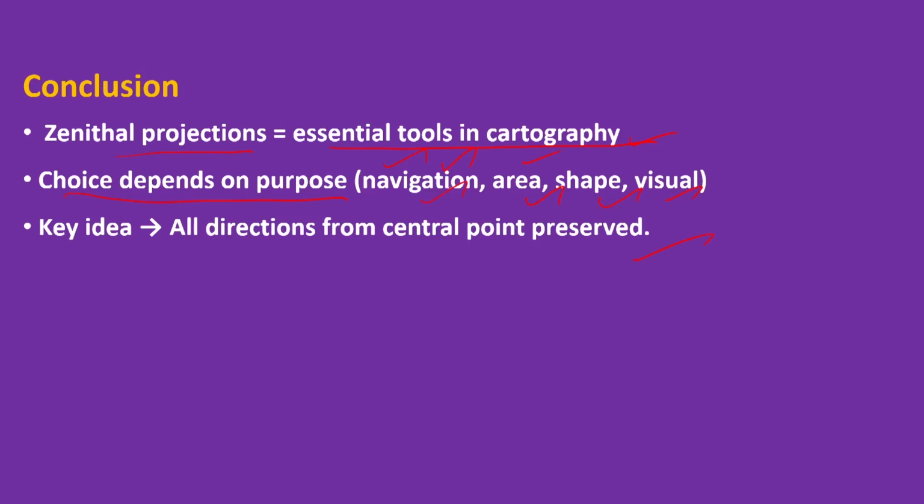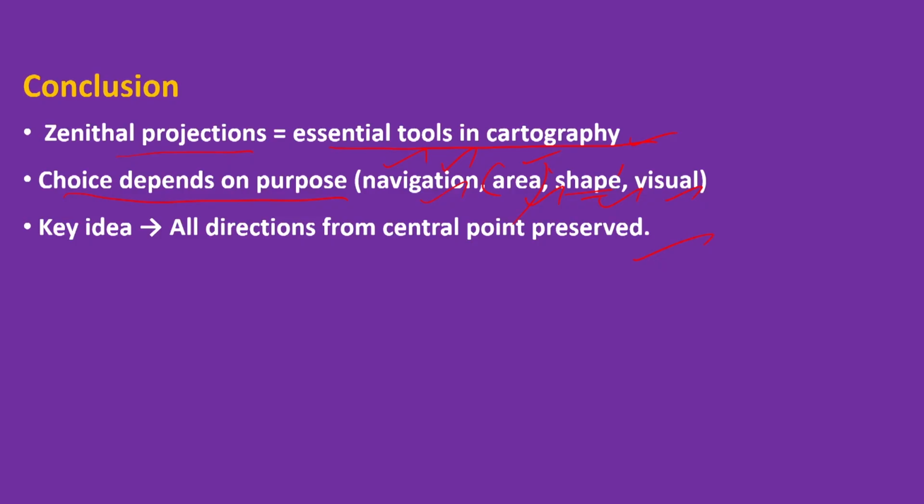If you want to work with navigation, you have to choose an appropriate projection. If you want to work with area, you have to use Lambert equal area projection. If you want to retain the shape, you have to use the appropriate one. Again, you have to take a call, so you have to understand your project requirement, and as per that, work on your projection. Key idea: all the directions from the central point are preserved. In terms of direction, from the central point it is highly preserved. Very simple: from the central point, all the directions are preserved.